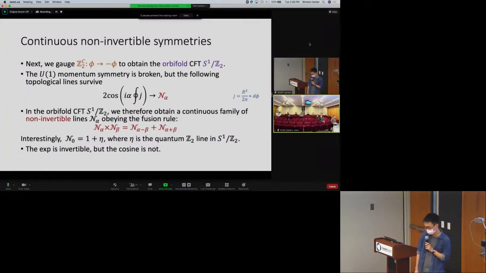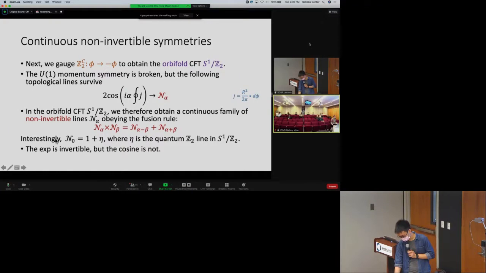But while the U(1) symmetry is broken, we can just consider the cosine of that charge. And that obviously survives as a topological operator in the resulting orbifold theory. So let me denote this cosine line by this funny symbol N_alpha. It comes with a continuous family alpha that used to label the angle of the U(1) symmetry. So the slogan is just that the exponential is invertible, but the cosine is not. And in the orbifold CFT, this continuous family of the cosine lines obeys this non-invertible fusion rule. It's non-invertible because when we multiply 2 of these objects, we get more than 1 term on the right. So this is a very simple way to obtain a continuous non-invertible symmetry.